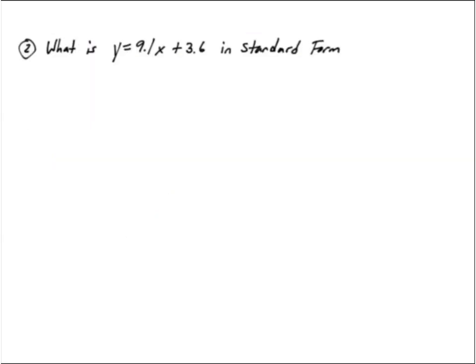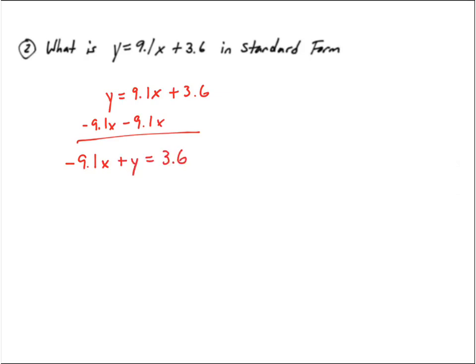In this example, we're going to do the same thing. We should notice we have decimals here. We'll talk about how to get rid of decimals in a second. But let's just start off by getting the x and y on the same side, because we want to put this in standard form. So the goal here would be, let's move the 9.1x to the other side. So I'll subtract 9.1x from both sides. So we've got negative 9.1x plus y equals 3.6.